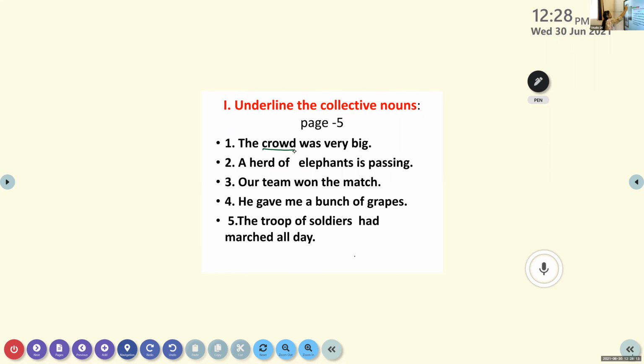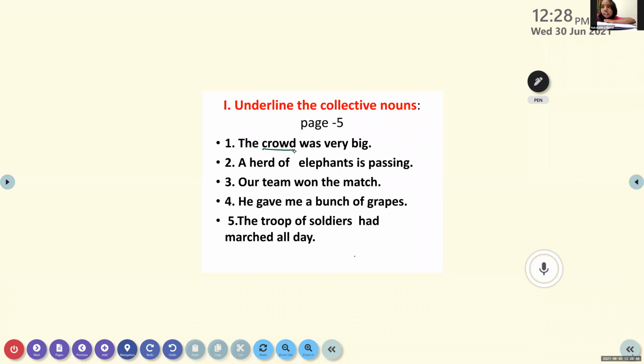Nakshatra. Come on, Nakshatra. Read the next question. So we have to underline the collective noun here. Okay. So please do it. A herd of elephants is passing. Which is the elephants? Elephants are what noun? Which is the collective noun here?